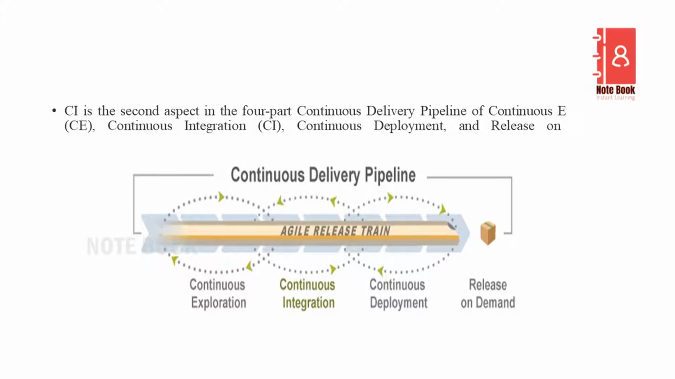Continuous integration is the second aspect in the continuous delivery pipeline. The continuous delivery pipeline consists of the following: first one is continuous exploration, continuous integration, continuous deployment, and finally release on demand. In the figure you can see continuous integration is the second aspect of the continuous delivery pipeline.